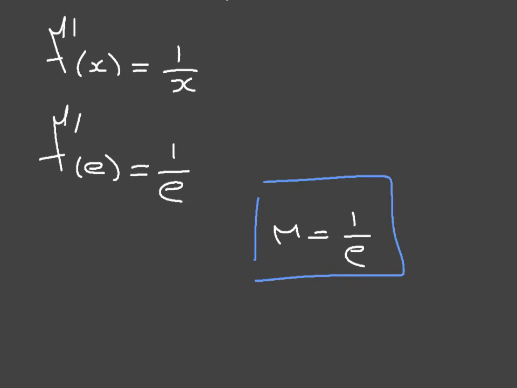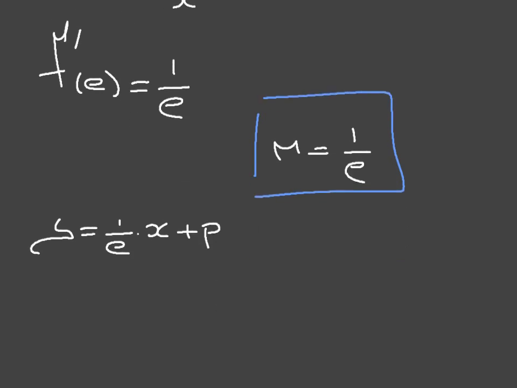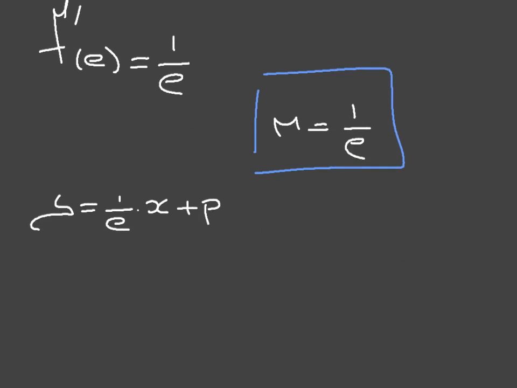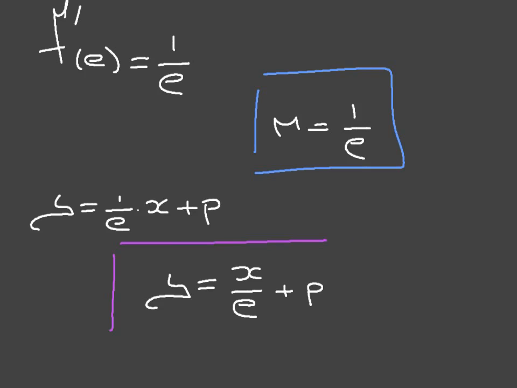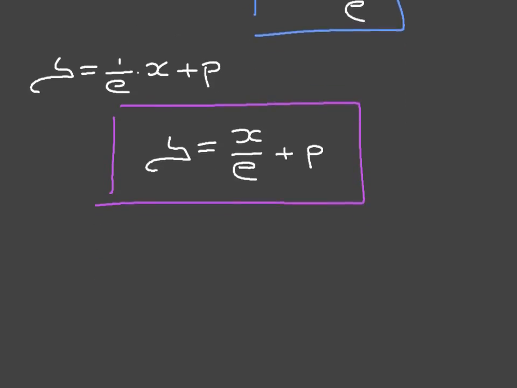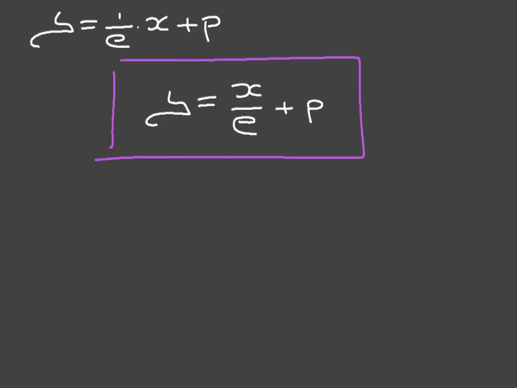In other words, at this stage, we can already write y is equal to 1 over e times x plus p. And we can go one step further here and put that x on the numerator and say that y is equal to x over e plus p. That's what we know about the tangent so far. But now we need to find p. And to find p, we're going to use that point we were given in the question.